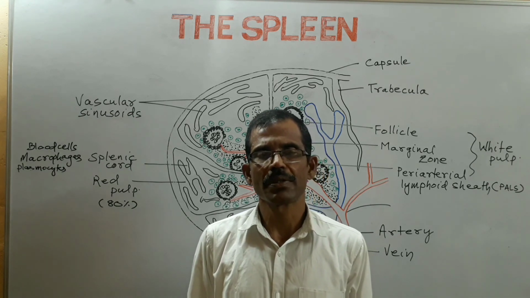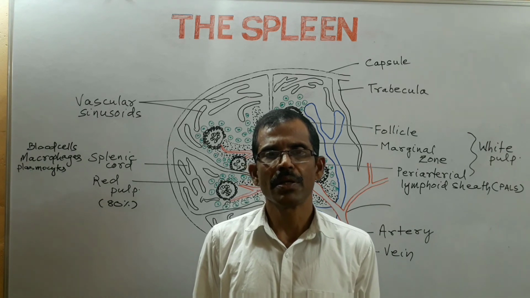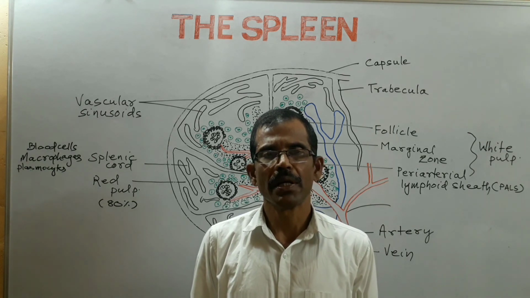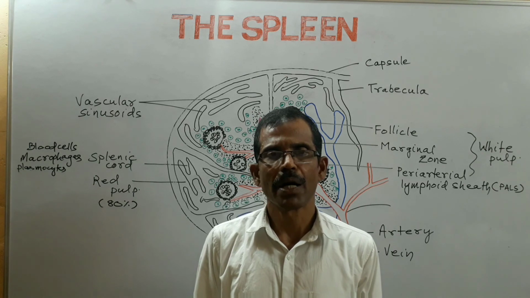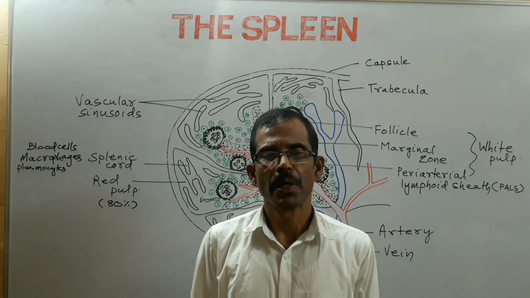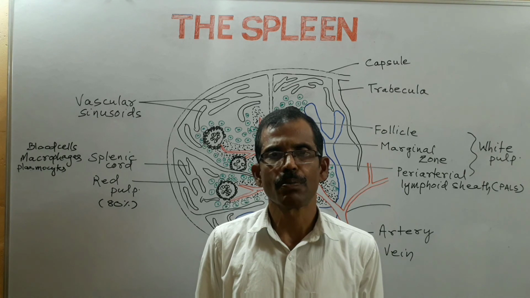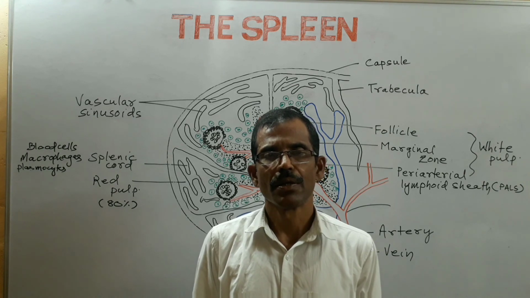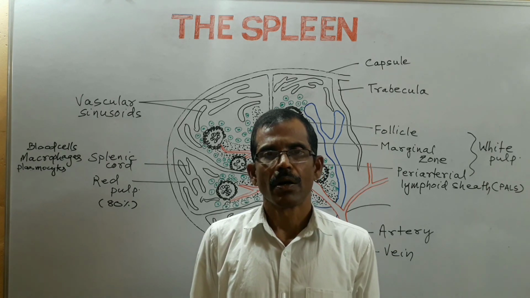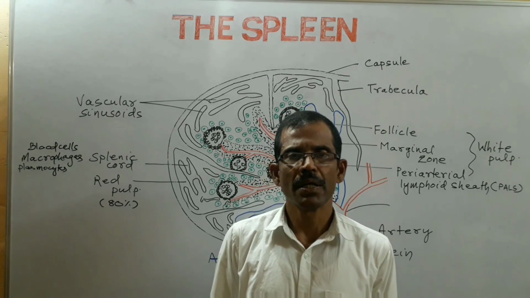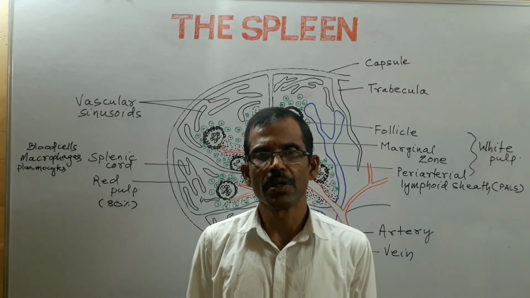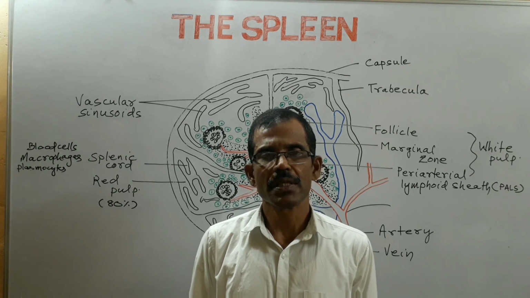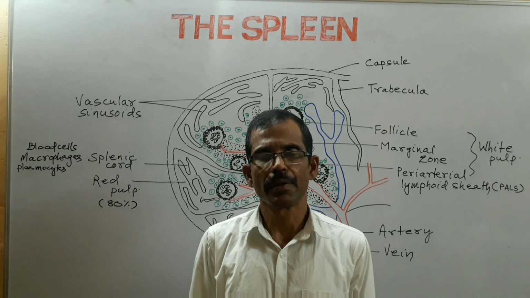Other important functions are: one, during fetal development, the spleen is the site of hematopoiesis. The spleen is the site of hematopoiesis in the fetus before the development of bone marrow. The last function is that the spleen is an organ in which the immune response is initiated. This is about the structure and function of the spleen.